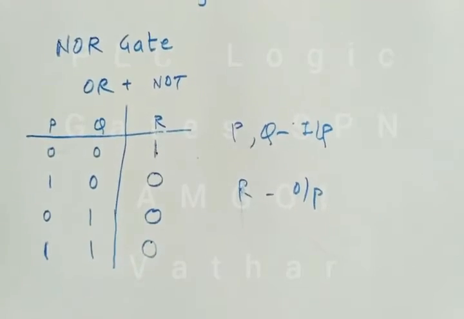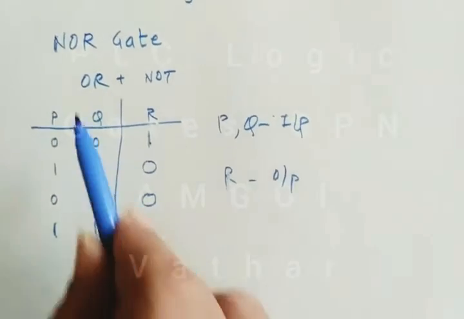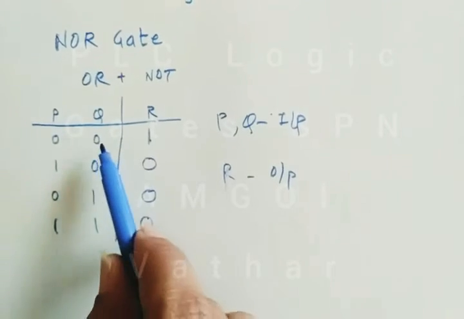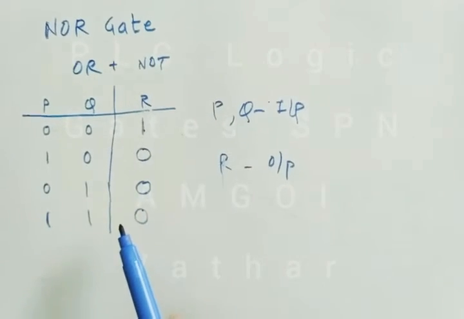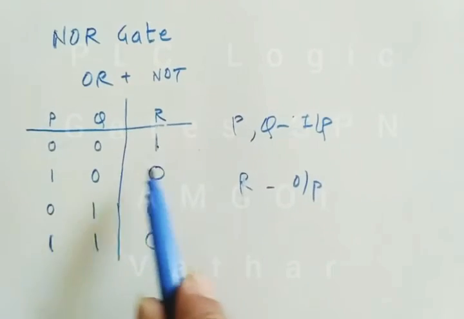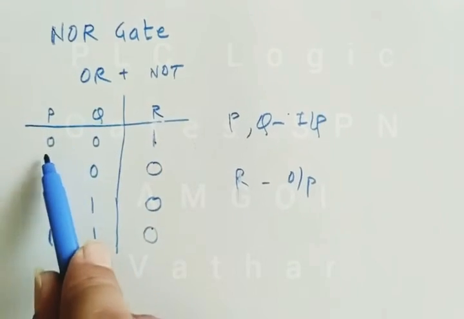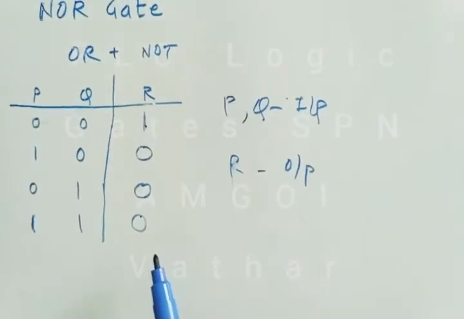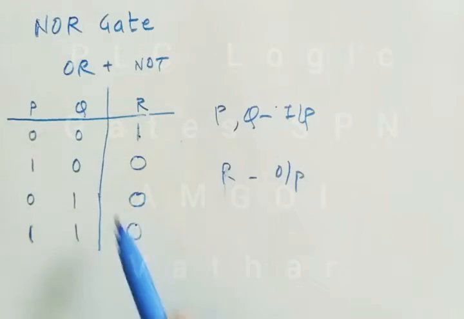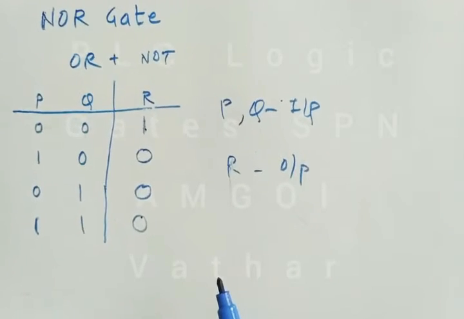The NOR gate. The NOR gate is a combination of two gates: OR plus the NOT gate. P and Q are the inputs, R is the output. From the truth table, it can be seen that the NOR gate gives the output when both P and Q are off. This condition is exactly opposite to the OR gate.